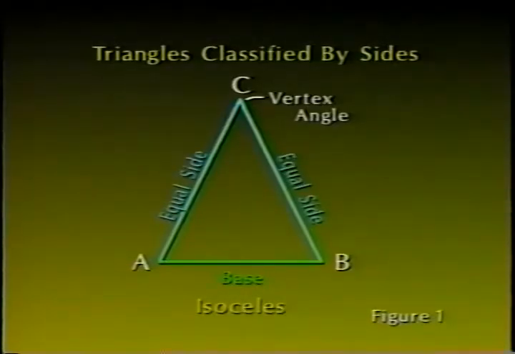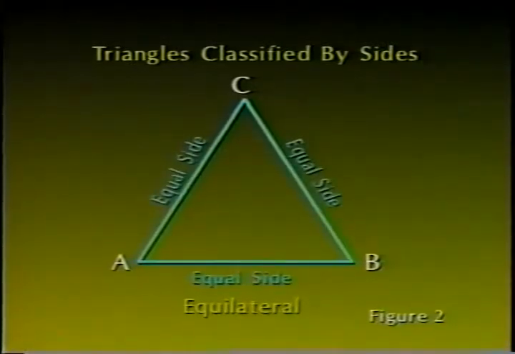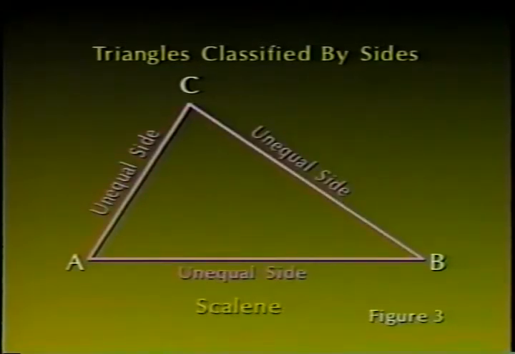The first of 3 types of triangles classified by sides is shown as figure 1 in this graphic. This triangle is called an isosceles triangle and is distinguished by having 2 equal length sides. Note that the unequal side is called the base and that the angle opposite the base is the vertex angle. The second type of triangle in this classification is shown in figure 2 and is called an equilateral triangle. This one has all 3 sides of equal length. The third and last triangle in this classification is the scalene triangle, and it has 3 unequal sides, as shown in figure 3 in this graphic.